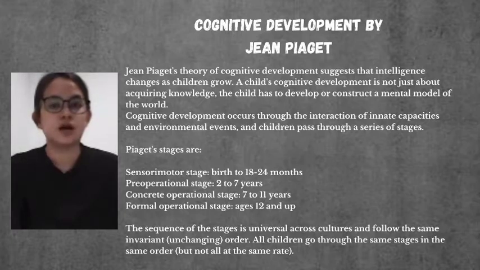Piaget's stages are the following: sensory-motor stage, birth to 18 to 24 months; pre-operational stage, 2 to 7 years old; concrete operational stage, 7 to 11 years old; formal operational stage, ages 12 and up. The sequence of the stages is universal across cultures and follows the same invariant or unchanging order. All children go through the same stages in the same order, but not all at the same rate.